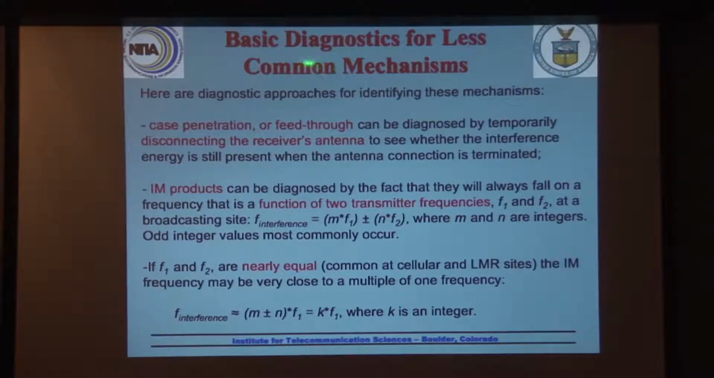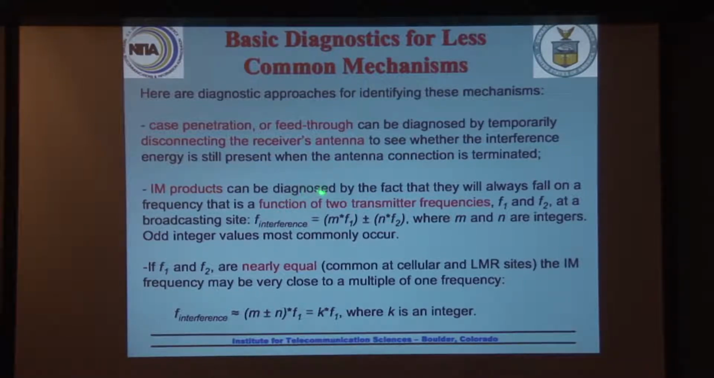Now, the basic ways to check these mechanisms are, in case of case penetration, to disconnect the receiver antenna while watching the interference in the receiver's IF and see if the interference energy is still present when you take the antenna off. And in fact, I've actually seen cases where not only was the energy still present when the antenna was removed, the power level in the IF stage went up when we took the antenna off and terminated it. So if you see that happen, you've got case penetration, and then you can work by getting better shielding for the case for the receiver.